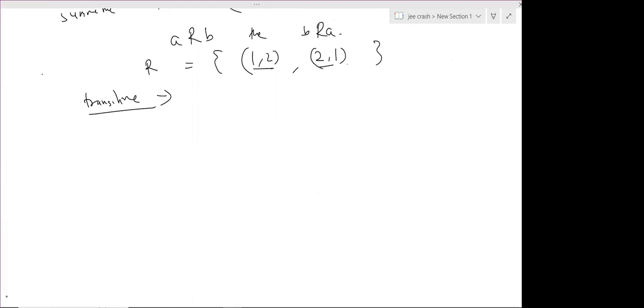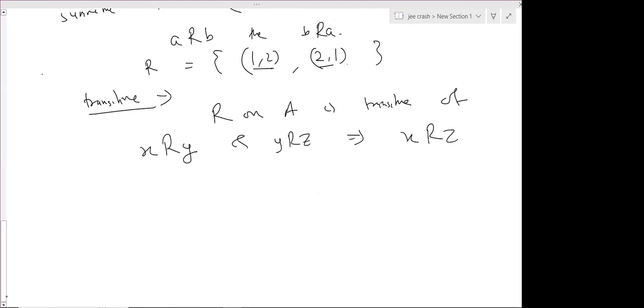What is transitive? R on A is transitive if x related to y and y related to z implies x related to z. Alright, what does it mean? If (a, b) is there and (b, c) is there, then (a, c) must be in that relation.